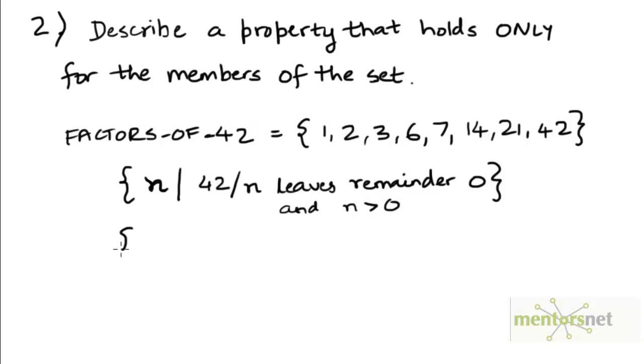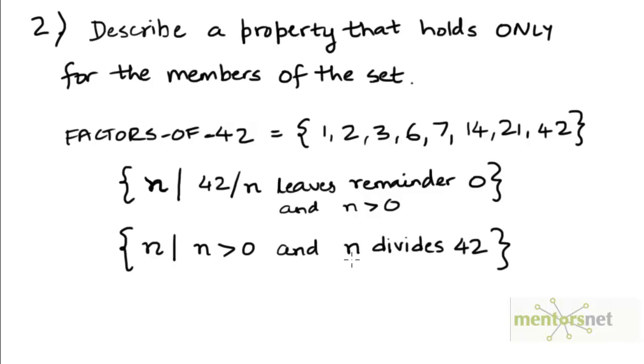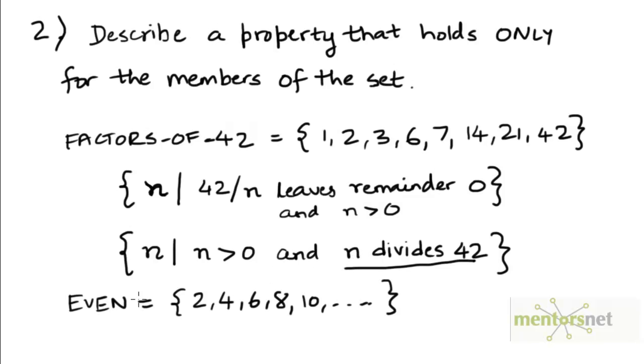There's another way of specifying this property. So we could have written this set as the set of all numbers n such that n is greater than 0 and n divides 42. This is just another way of saying that when 42 is divided by n, the division is clean. That is, there is no remainder. The remainder is 0.